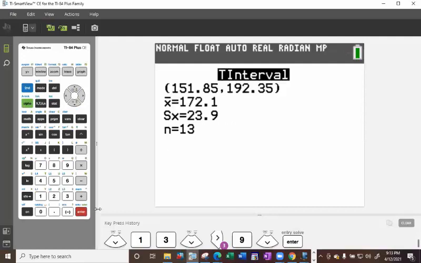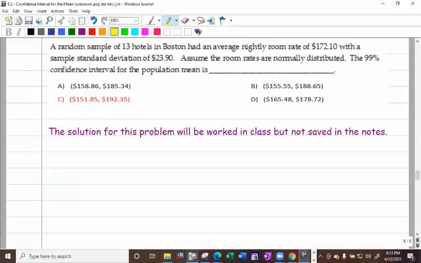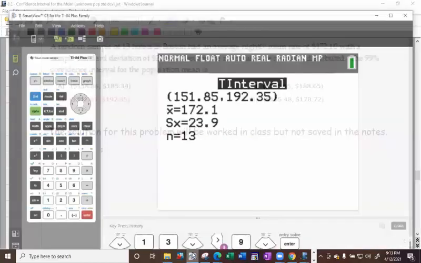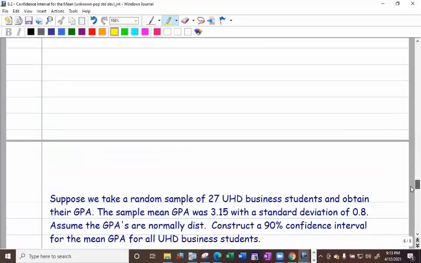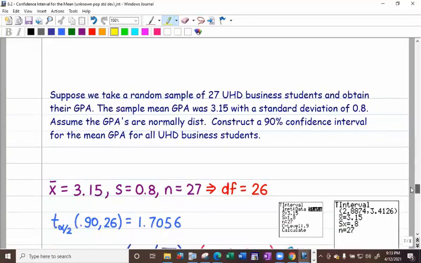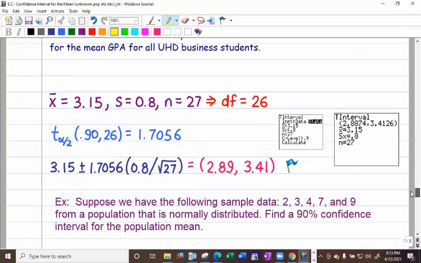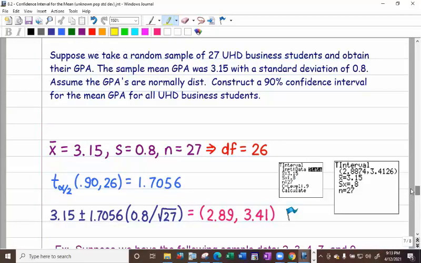So let's see if that's the answer I had marked right there. 151.85, 192.35. Beautiful. Okay, here's one, a UHD GPA one. But I'm really interested in getting to this next one here as much as anything.